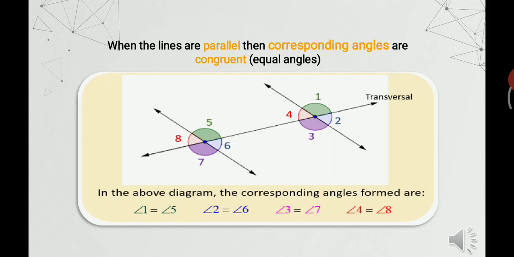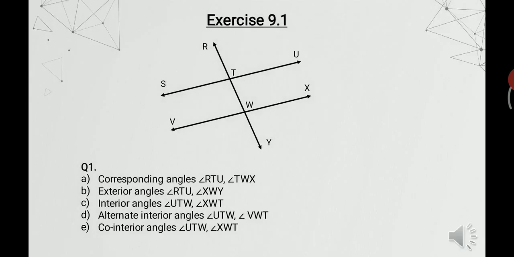Similarly, for corresponding angles, when the lines are parallel, then the pair of corresponding angles are always equal. You can see angle 1 and angle 5 form a pair of corresponding angles, so they are equal. Similarly, the other pair of corresponding angles are also equal. We have already discussed the properties of these angles.